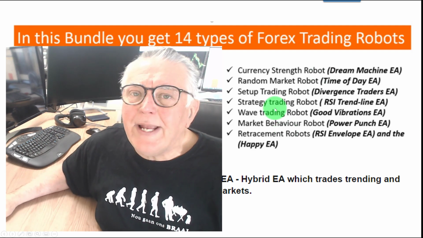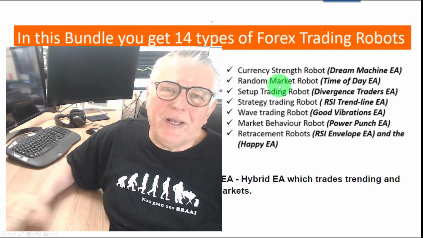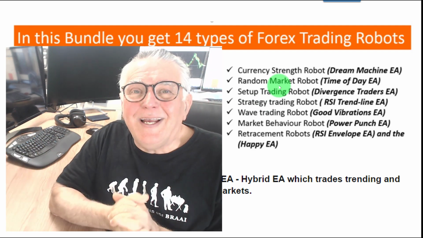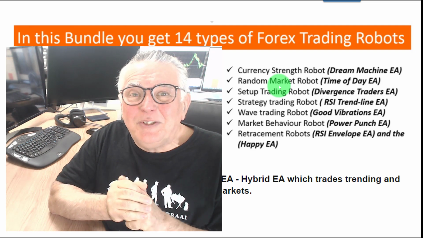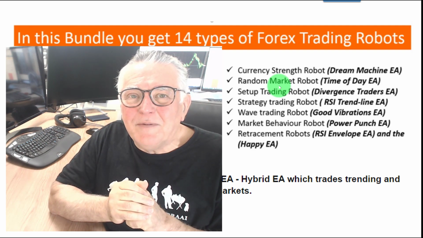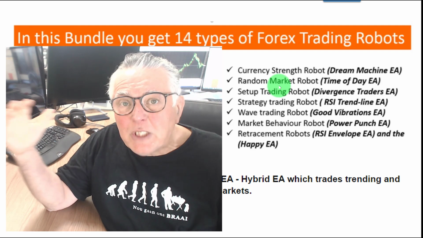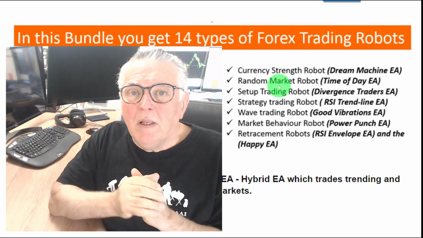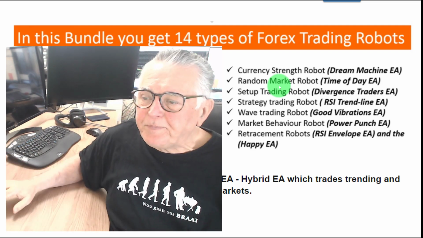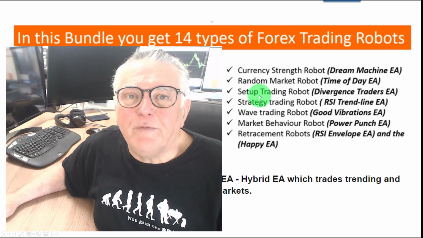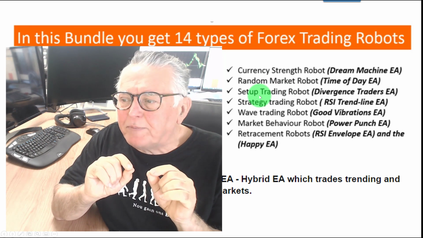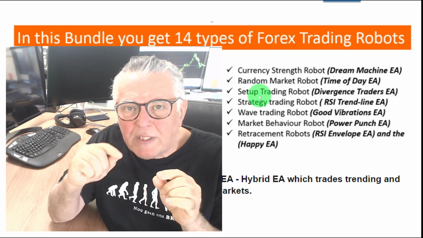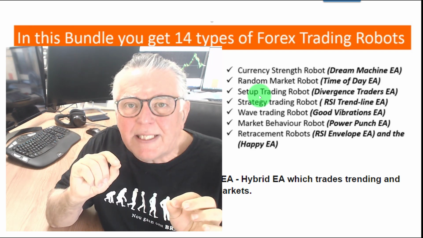Then we have the random market EA. That's one where you basically enter a buy and a sell at any time of the day, and somehow these two transactions go positive, not individually but as a whole over an amount of time. They will go positive. Then you have robots that trade specific setups, like a divergence. They look for divergence in the market and they trade that particular setup.